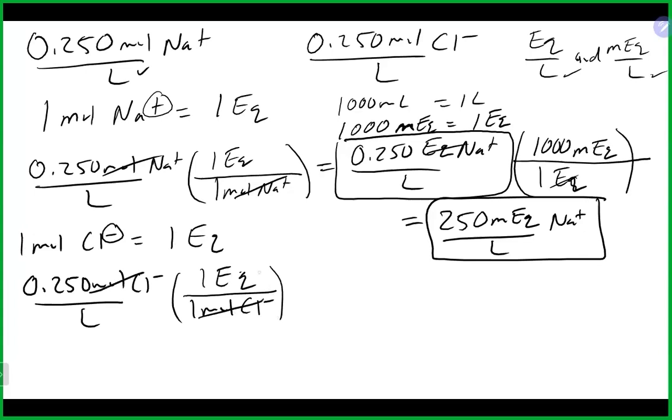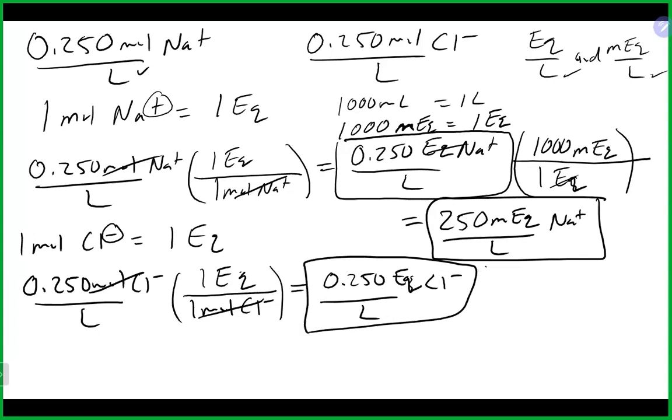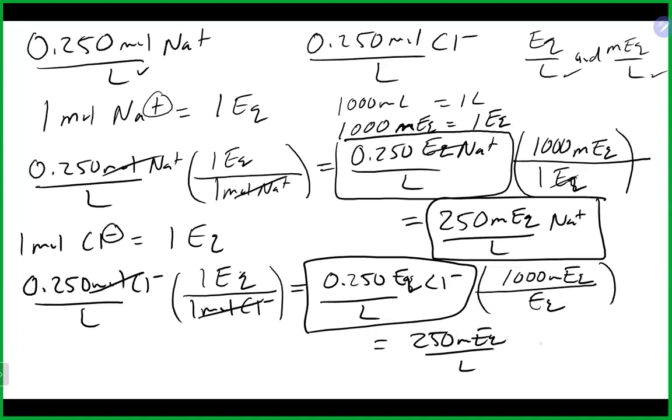Moles of chloride will cancel. Will leave us 0.25 equivalents per liter of chloride. And we could also do the same conversion into milliequivalents, 1,000 milliequivalents per equivalent. And that will get me 250 milliequivalents per liter of chloride ion. Any question on that calculation?